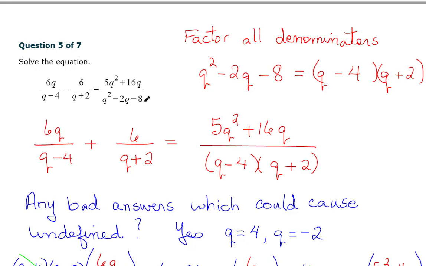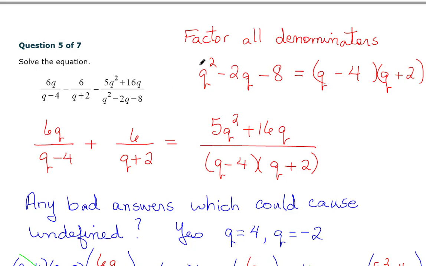All right, now in our last problem here, we're trying to solve an equation, and this equation has variables in the denominator. That presents a new kind of headache for us. Well, the way we start this is to make sure all the denominators are completely factored. That's already done. That's nothing to do.